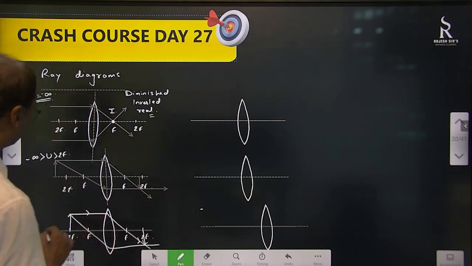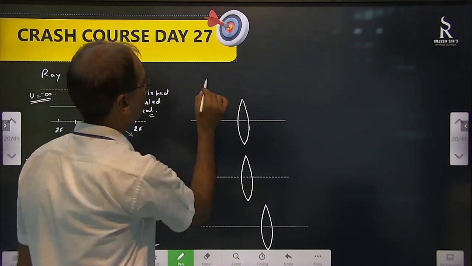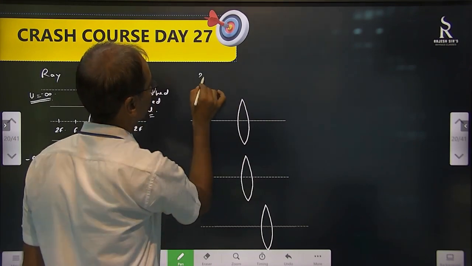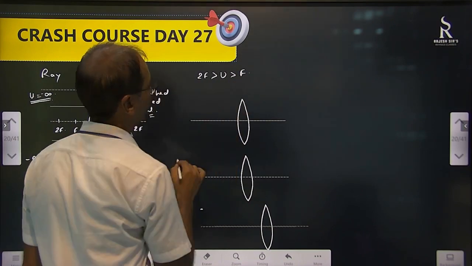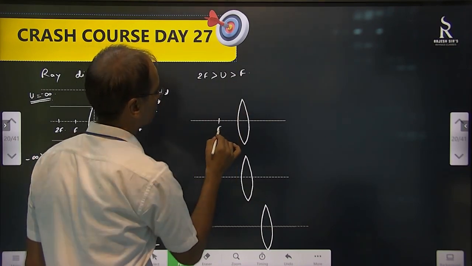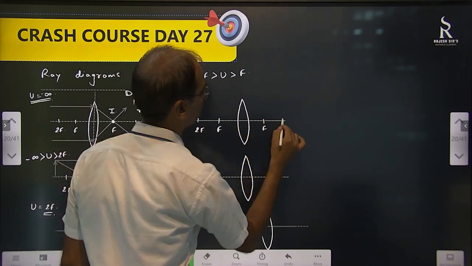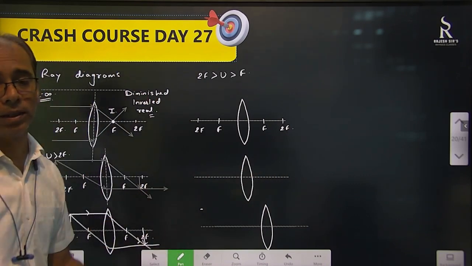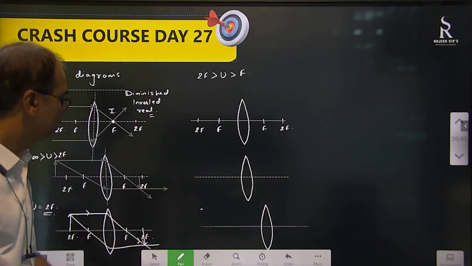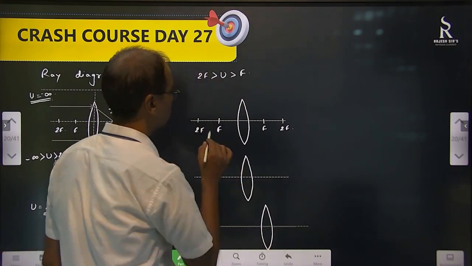Then what we have taken over here is U equal to 2F. Right, then U is less than 2F but greater than F. So between F and 2F you want to keep it. F is here, 2F is here, the same way F is here, 2F is here. Why do these ray diagrams become important? Because these are the basics. That's why I am making it one more time, otherwise I could have skipped. Okay. So these are important. This gives a lot of information.